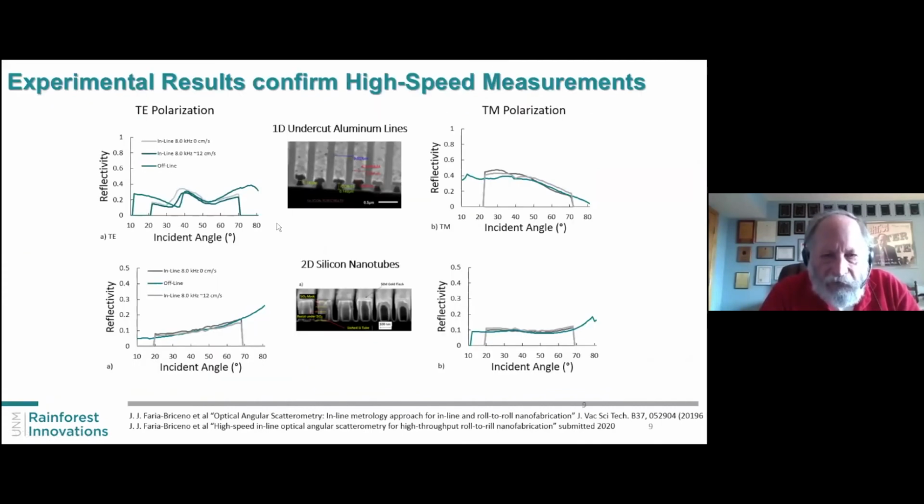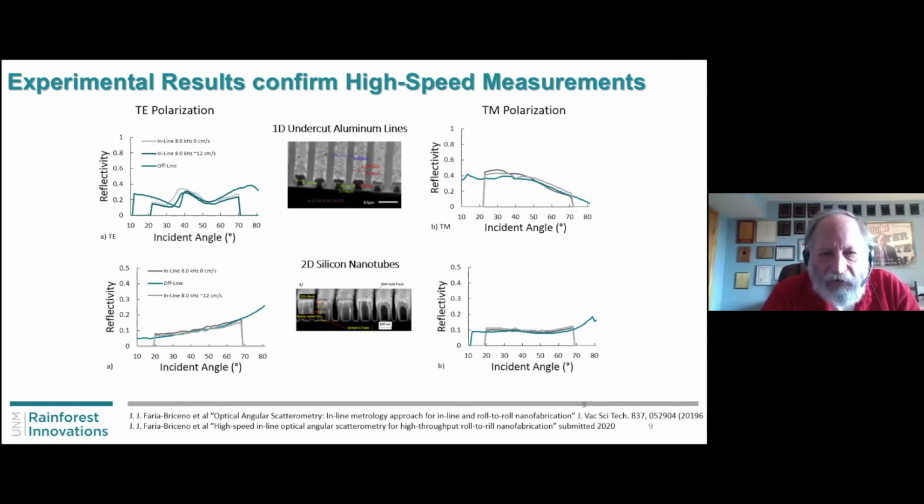I won't go through this in detail, but here's the proof that it works. What we're showing you here is two different structures. One is a 1D structure, one is a 2D structure, all at the nanometer scale, 100 nanometer kind of scale. And here we're looking at reflectivity curves for all of them. The one that extends the longest range from 10 to 80 is the offline system, and there's the online system static and the online system moving, and you can see we get good agreement for all of the samples.